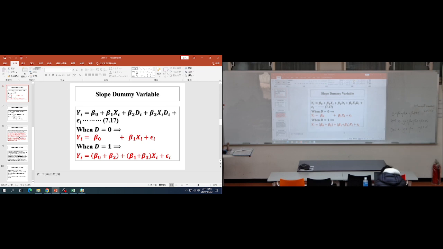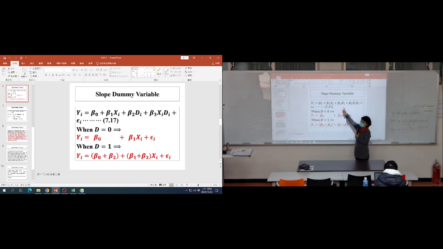Well, I assume yes, but did I understand the answer? No. Say it again. I'm wondering, should we keep both the dummy variable and the slope dummy variable in the equation? Sure. Since we have this D, and this one is the interaction of X and D, we should keep them together.